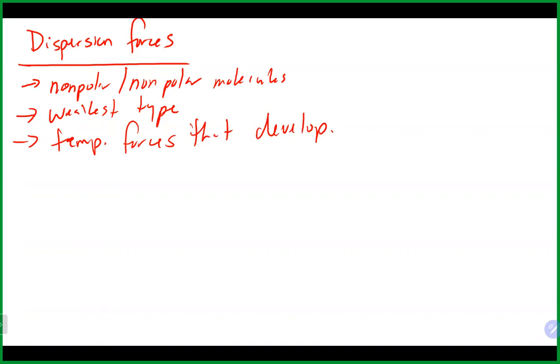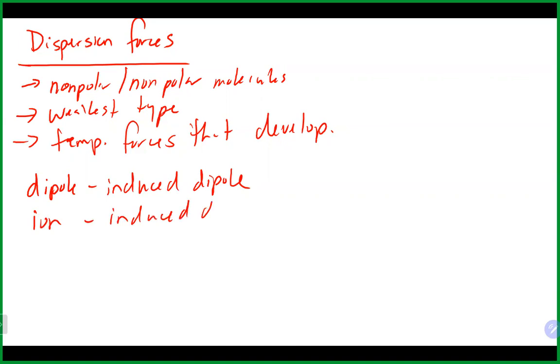So there are a few different ways that it can happen. One way is what is sometimes referred to as a dipole-induced dipole, or an ion-induced dipole. So what does that mean? It means that if you have, for example, a nonpolar molecule that basically has no charge.